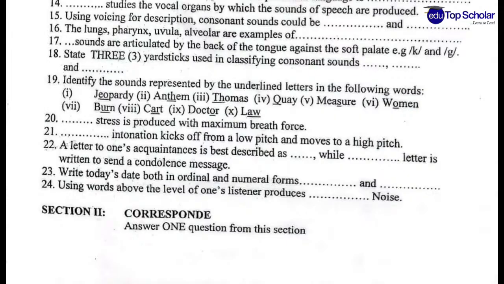Now, for that question, using words above the level of one's listener produces linguistic noise, and sometimes that is semantic noise. That person will not be able to interpret your message because that word is too big for him to understand. That we call linguistic noise, and the type of linguistic noise is semantic. Okay, so that is section A. That will give you 40 marks. Then the other sections are 30 marks.